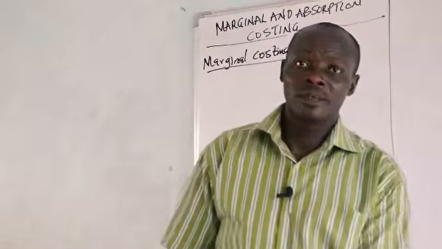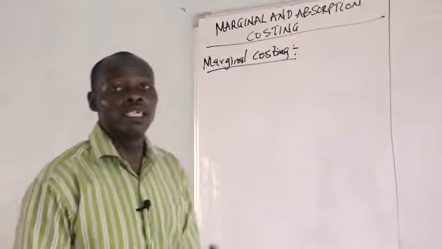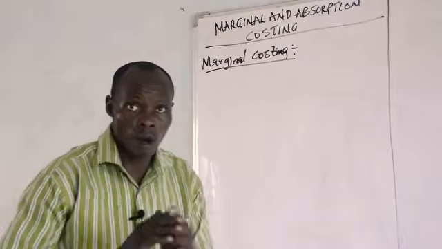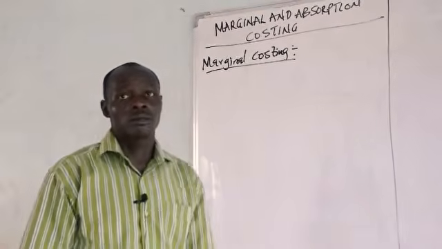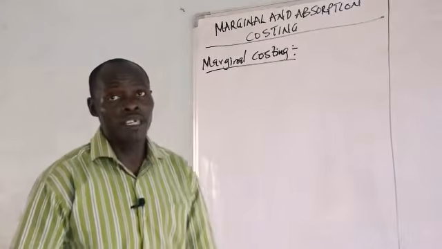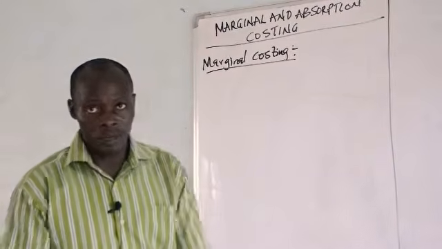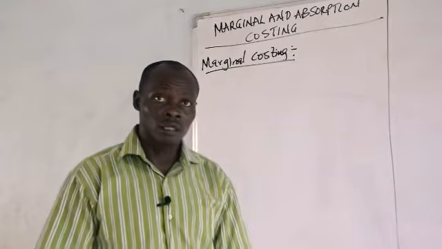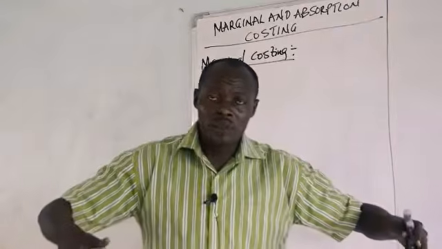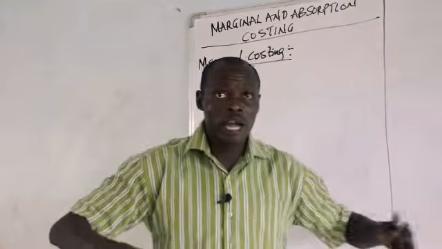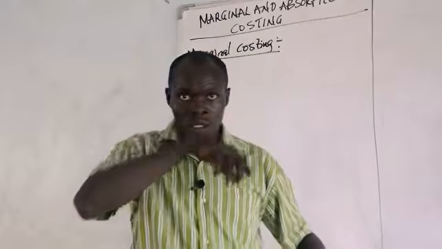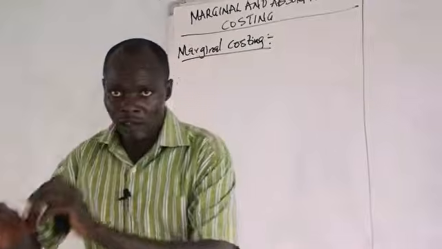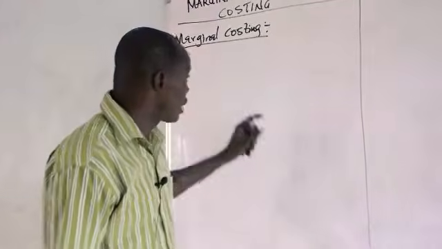The costing technique in which the fixed overheads are treated as the cost of the period and are written off in the period to which they relate. That is marginal costing. In other words, marginal costing distinguishes the fixed cost and the variable cost. That is marginal costing.